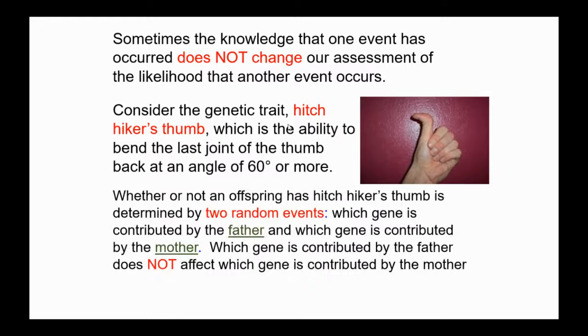Okay, anyways. Whether or not an offspring has hitchhiker's thumb is determined by 2 random events. Which gene the father contributes, which gene the mother contributes. Now, the gene that the father contributes does not in any way, shape, or form change or affect the gene the mother contributes. So they are independent events.